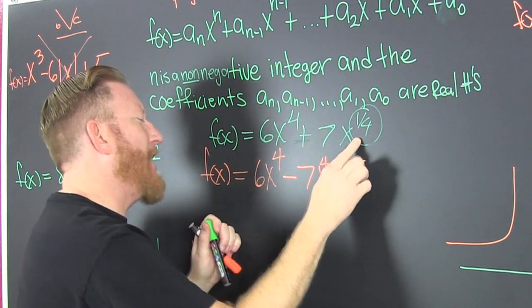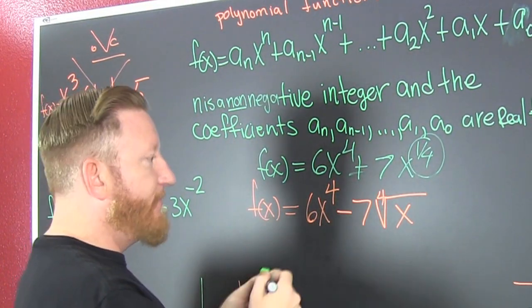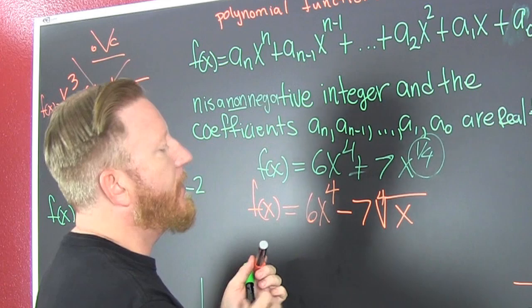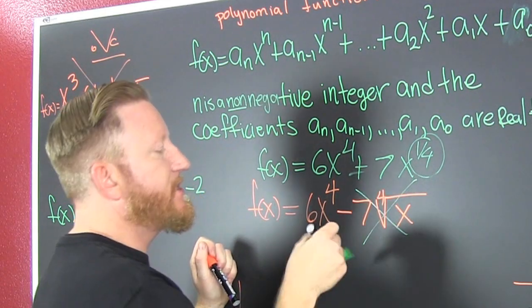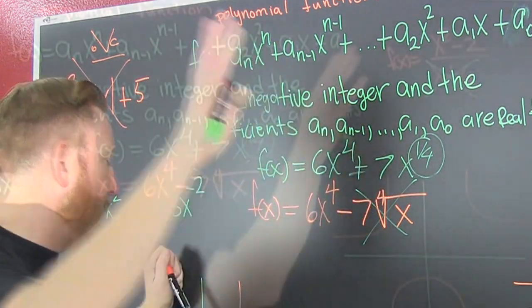This is a weird thing that's happening. Well, what? Is this a polynomial function? No! It's not a polynomial function because it's kinky. It's got a 4 in the kink. Anything but a 1 in the kink?